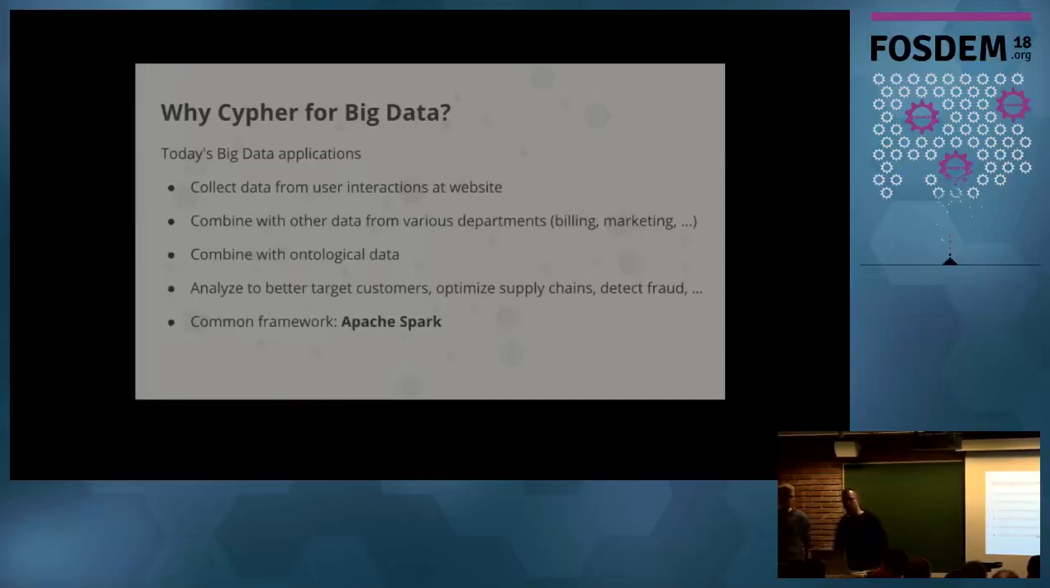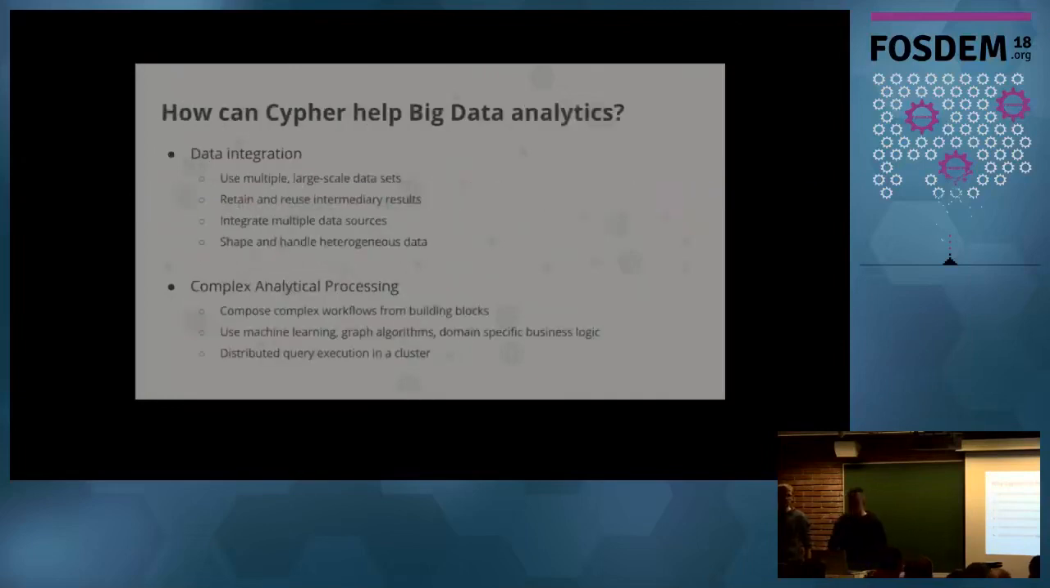A common framework that you see in this environment is Apache Spark, a distributed data flow system. And we thought about how we can help with Cypher. How can we help those big data analytical applications? So one pillar is data integration. Here you want to be able to use multiple large-scale data sets within your analytical program. You want to retain and reuse intermediate results between queries. You want to integrate data from multiple data sources, so not only HDFS, or in our case, Neo4j, but also maybe a relational database, and then just get it into a single program and start your analytics. And of course, you want to support heterogeneous data.